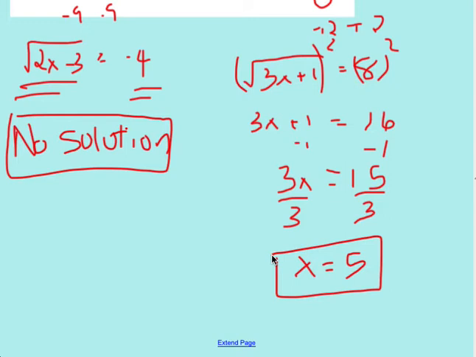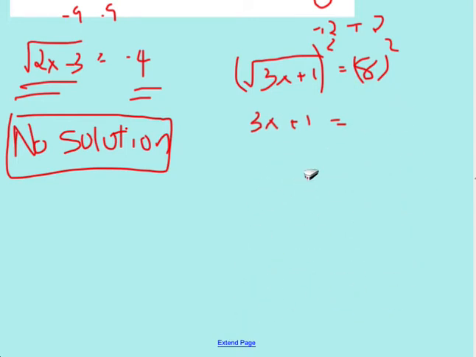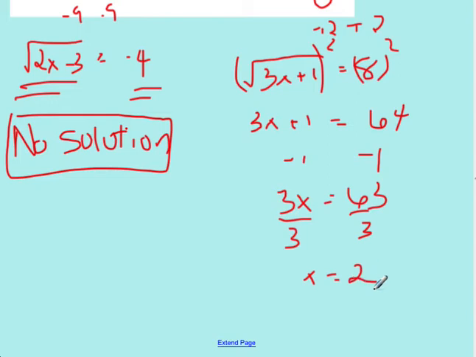Oh my goodness, Miss Humbert, this is 64. Goodness gracious me. Let's try that again. 8 squared is not 16, it is 64. My apologies. So we're going to subtract 1 from both sides, and then I get 3x is equal to 63. Divide both sides by 3, and I get that x is equal to 21. That was my fault. I'm sorry.